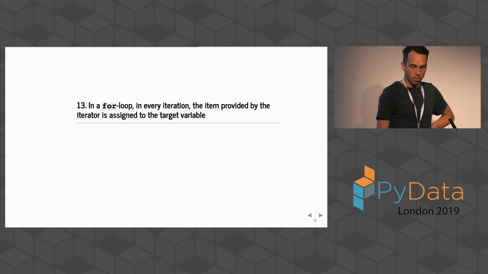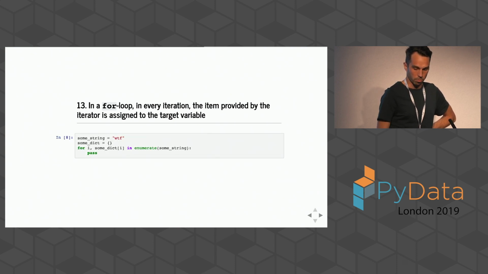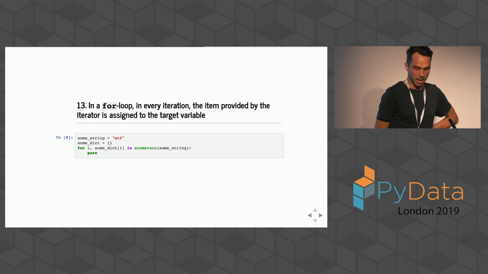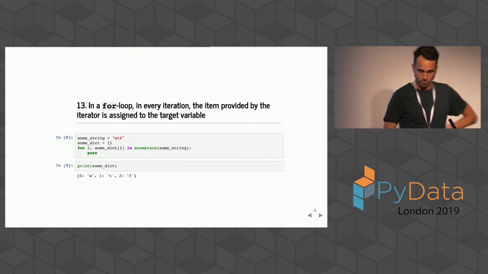In a for loop, in every iteration, the item provided by the iterator is assigned to the target variable. So if you iterate over some string, and this is actually very strange, but this is just an illustration, in this for loop you can actually assign to this dictionary. So it's actually assigned when you loop over it.